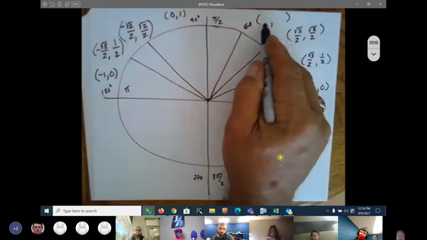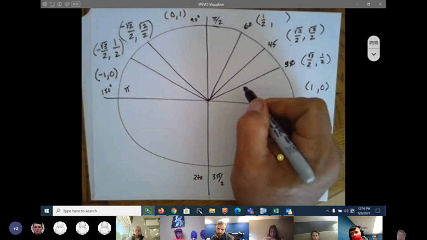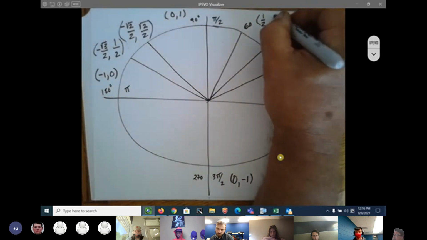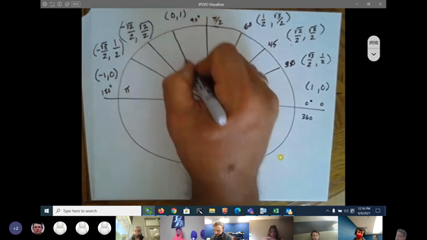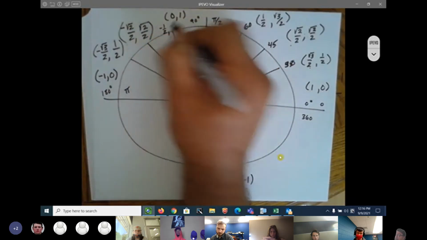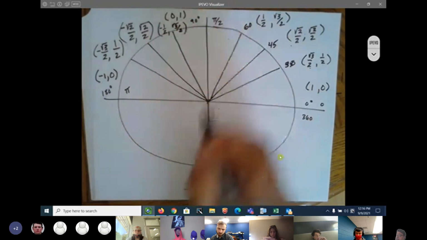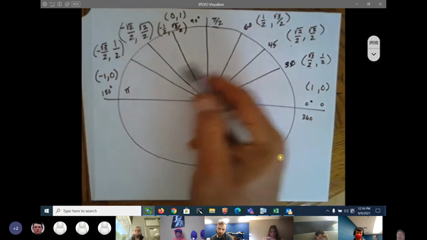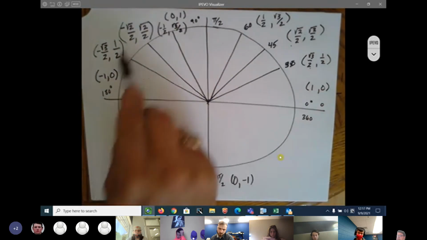60 degrees. What is the cosine of 60 degrees? 1/2. What is the sine of 60 degrees? Square root 3 over 2. Over here, negative 1/2, square root 3 over 2. I did not memorize the unit circle. All I did was take what I know and I fill it out.